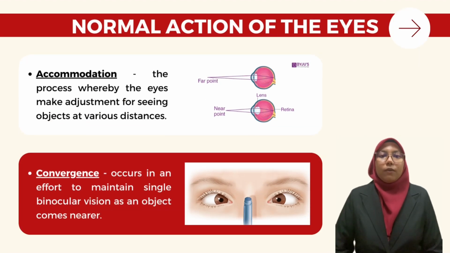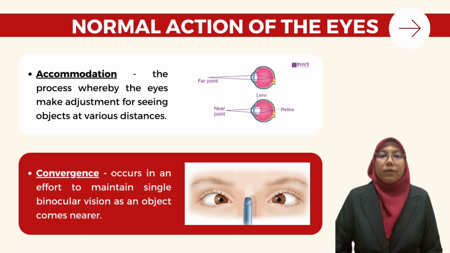Now let's talk about the 5 normal actions of the eyes. Starting with accommodation, which is the process whereby the eyes make adjustments for seeing objects at various distances. These adjustments include contraction and dilation of the pupil, movement of the eyes, and changes in the shape of the lens.